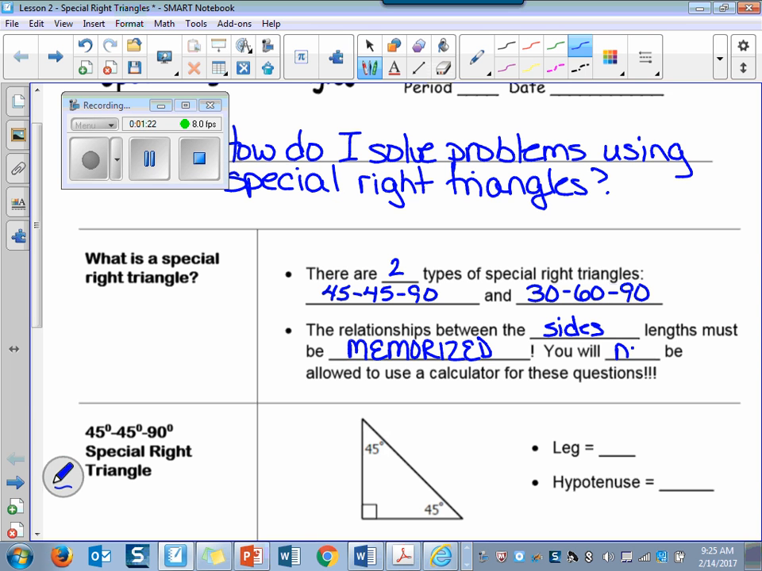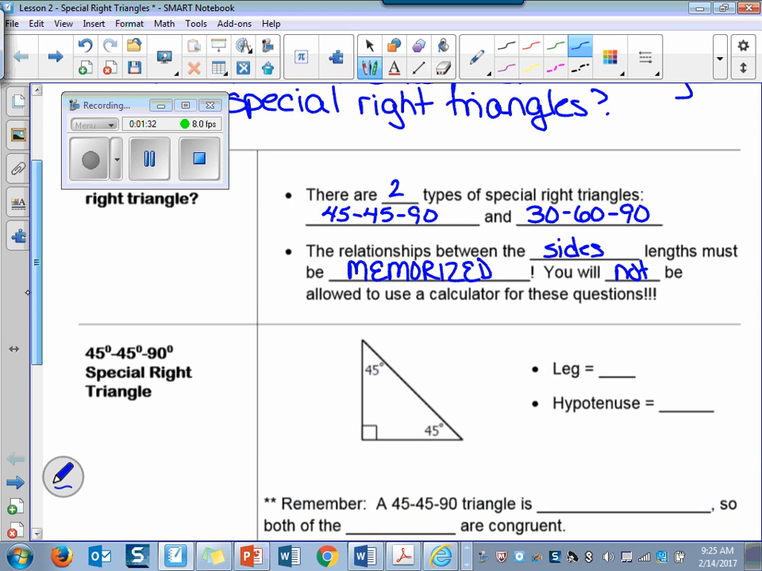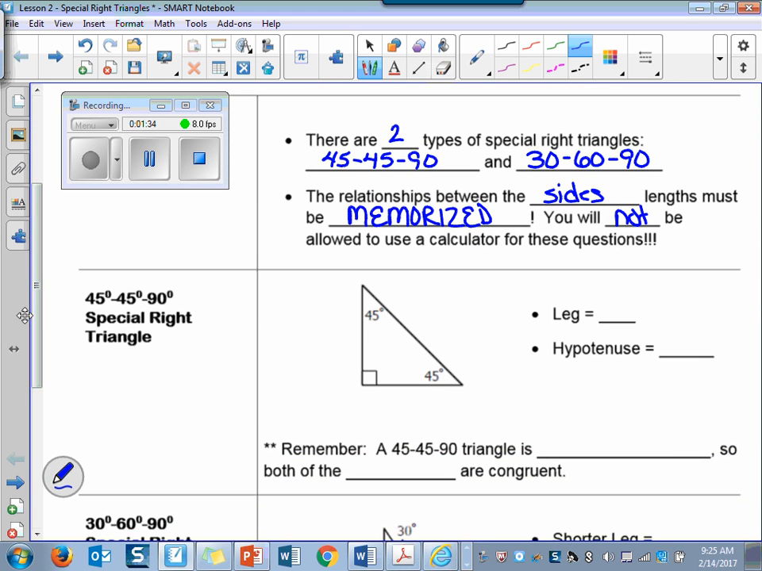Okay, you will not be allowed to use a calculator for these questions. And if you have to resort to the Pythagorean theorem, it's going to take you way too much time. So make sure that you do memorize these.